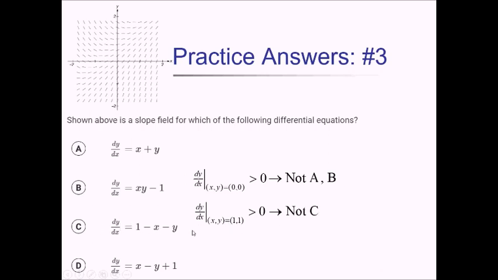Let's just test it out in choice D. 1 minus 1 would be 0, plus 1 gives us a positive. So yeah, D still works. We're going to pick choice D.